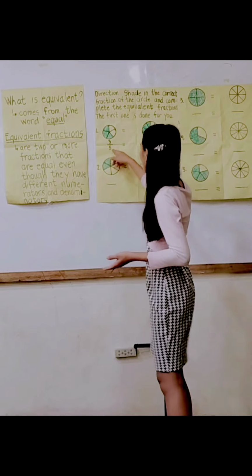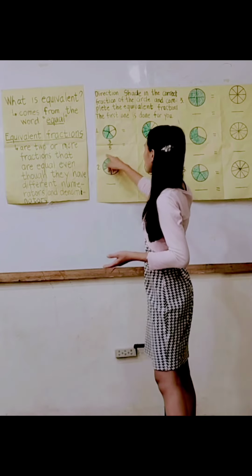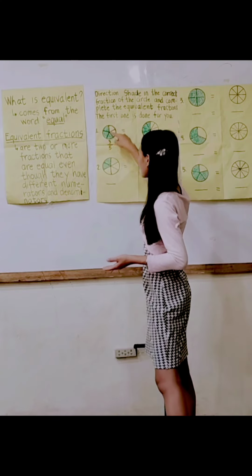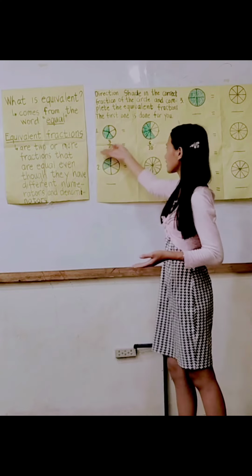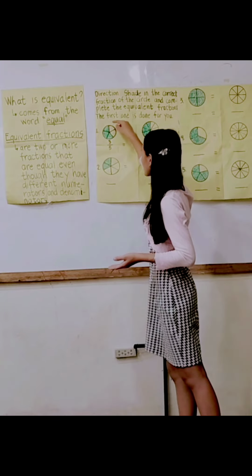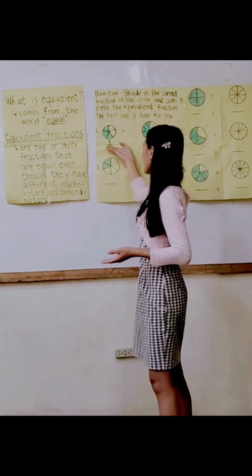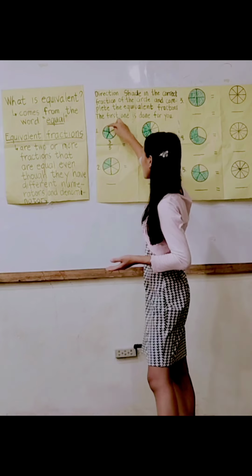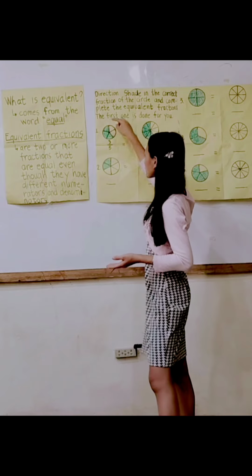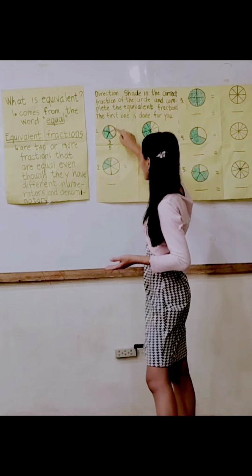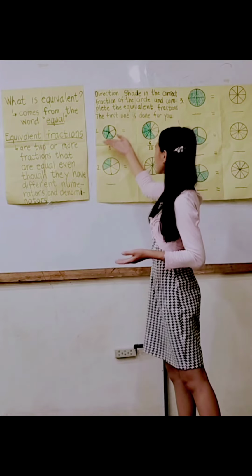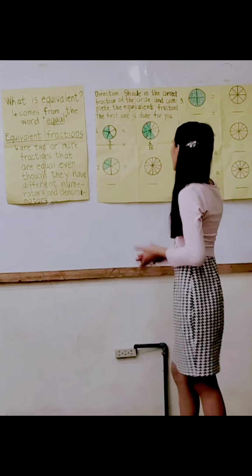So, we have 3/5. So, the shaded area here is 3. So, that is your numerator. And for getting the denominator, you're going to count how many areas there are. So in the whole circle, we have 1, 2, 3, 4, 5. So now this is 3/5.